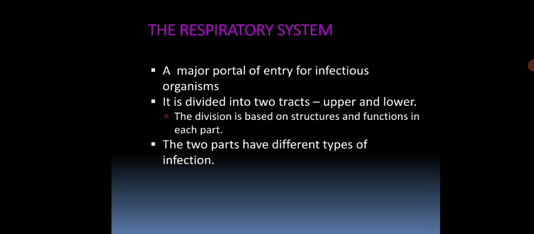Okay. So the respiratory system is a major portal of entry for infectious organisms. It is divided into the upper and lower respiratory tract. This is the major portal of entry for infectious organisms because it is in direct contact with air. This system is divided into the upper as well as the lower respiratory tract. The division is based on structure and functions in each part, and the two parts have different types of infections. So upper respiratory tract infections are different, and lower respiratory tract infections are different.